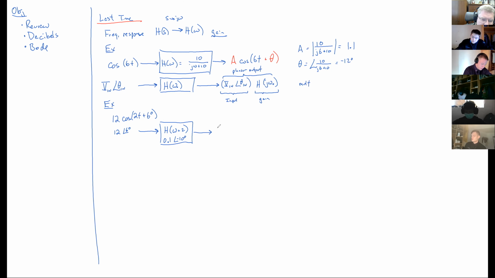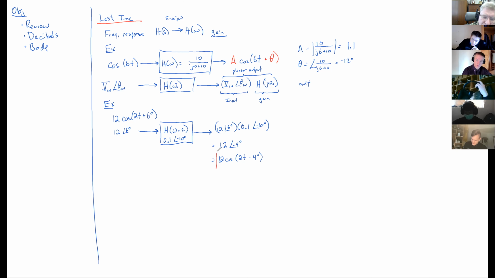And so what we get out is going to be our 12 angle 6 times 0.1 angle minus 10. And it's true, you can very quickly multiply the magnitudes. You can add the angles. And so you can find that the result is going to be 1.2 times cosine of 2t minus 4 degrees.